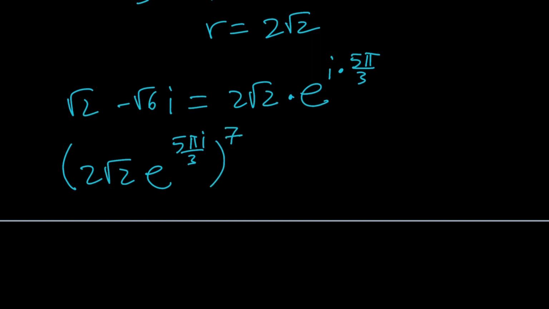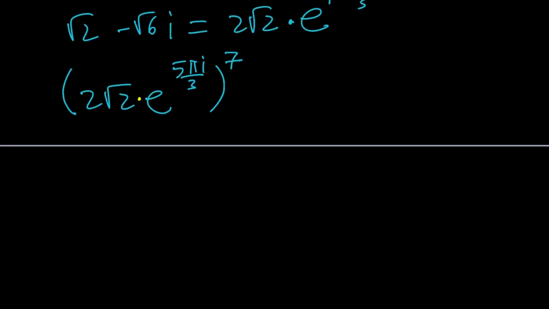And when we do raise it to the 7th power, you've got to remember two things happen. The modulus is raised to the 7th power, separately like this: 2 root 2 to the 7th power, and I'll show you how in a little bit. And then the angle is in the exponent, so you just multiply by 7, because that's what the exponent rule says. So it's going to be 35 pi i over 3. We've got to do a little bit of simplification here, but we can do it, no big deal. Let's go ahead and take care of the 2 root 2 to the 7th power first.